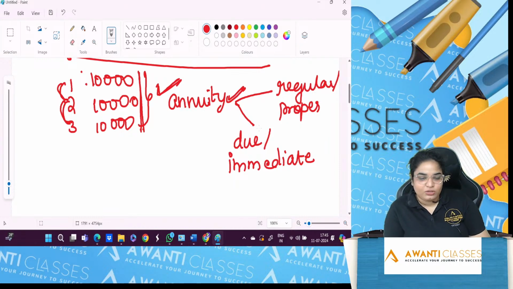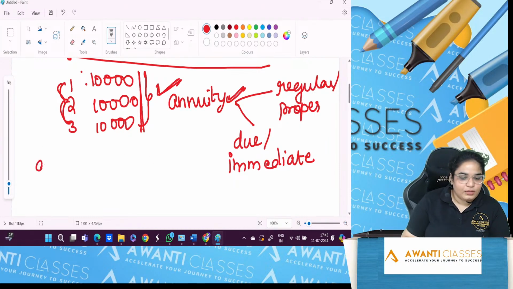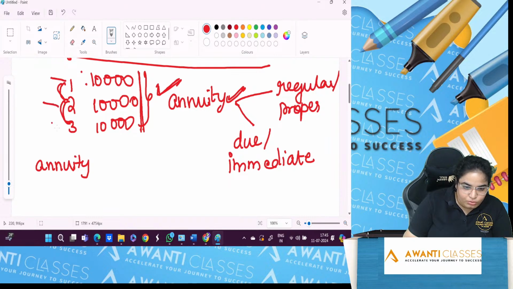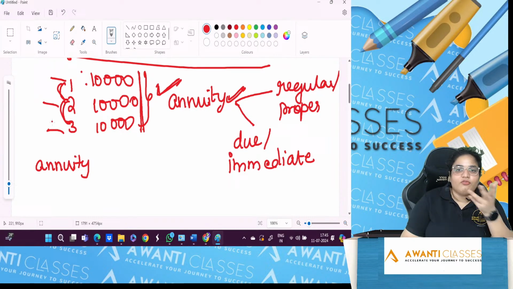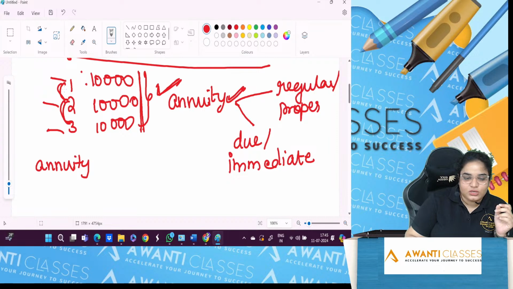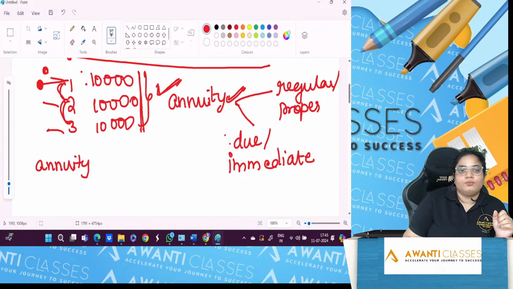I'll tell you. Annuity is a regular payment. Now, when I say here year 1, year 2, year 3, 10,000, when did he pay 10,000? If he has paid in the starting of the year, it is annuity due. If he has paid 10,000 at end of a year, it is annuity regular.